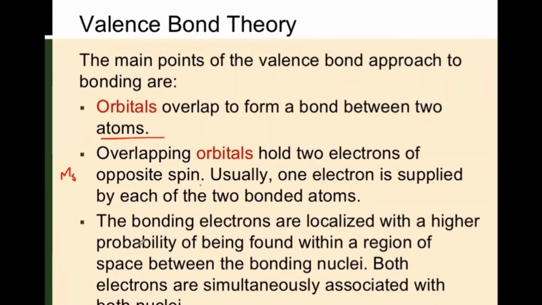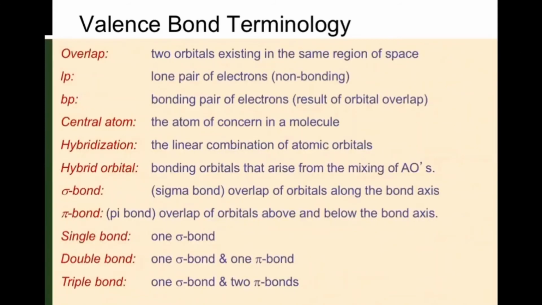So sigma bonding is whenever the bonding electrons are localized with a higher probability of being found within a region of space between the bonding nuclei. So for example, carbon, so it's between the nuclei that are being bonded. And so this is the bond, and this is a sigma bond. This is a homonuclear diatomic bond, so it means that the electronegativities are the same, which means that the electrons will not be pulled in one direction more than the other.